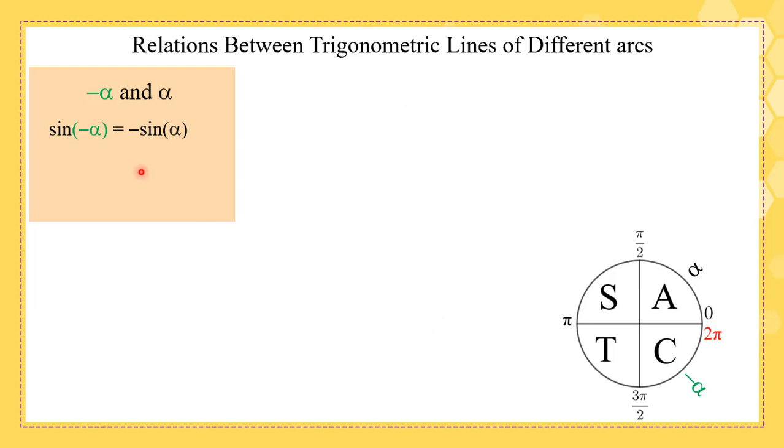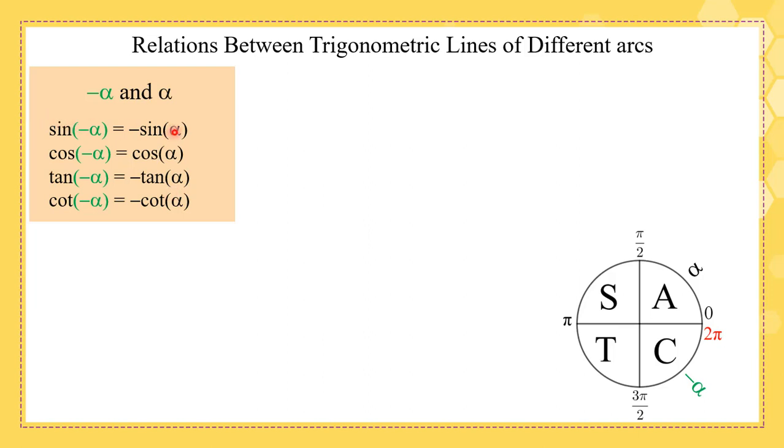Now, sine of minus alpha is minus sine alpha, because here in the fourth quadrant the sine is negative, so we put a minus sign here. Whereas cosine of minus alpha is cosine alpha, because in the fourth quadrant the cosine is positive. Tangent of minus alpha is minus tangent alpha, and cotangent of minus alpha is minus cotangent alpha. So let me re-explain it.